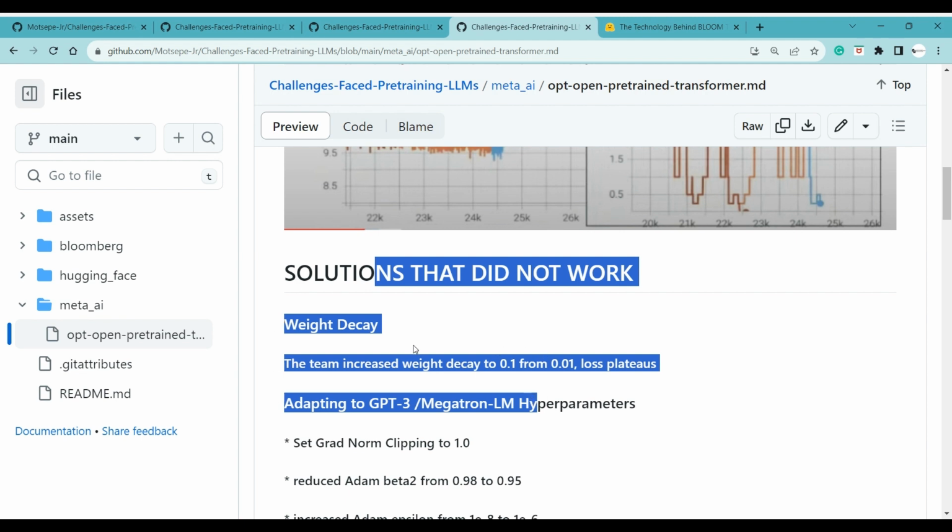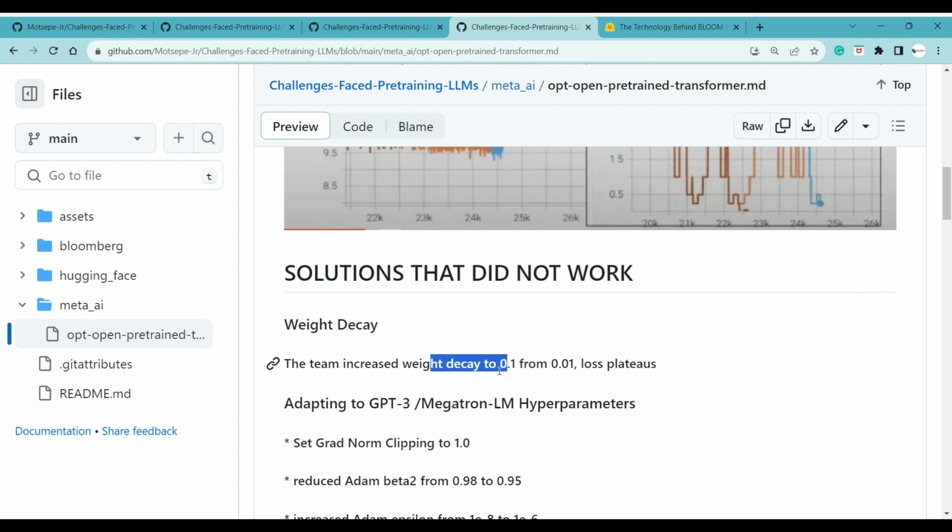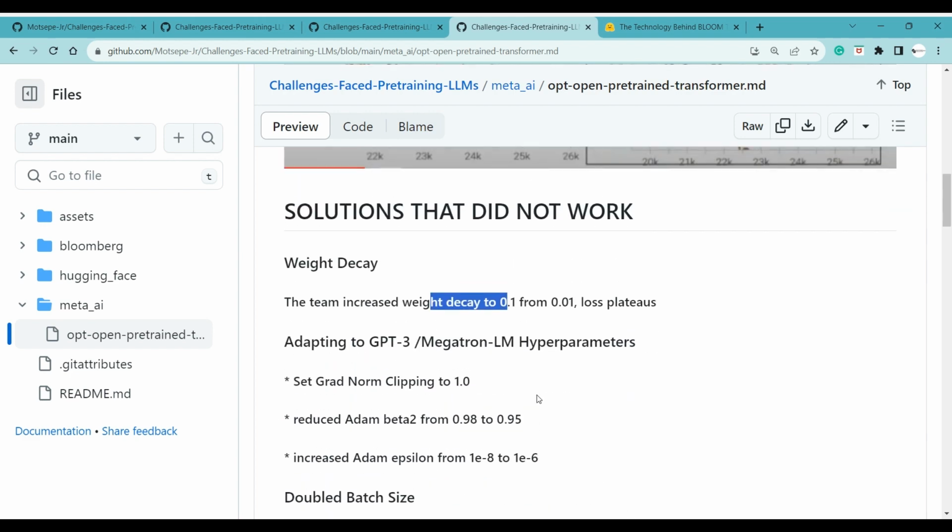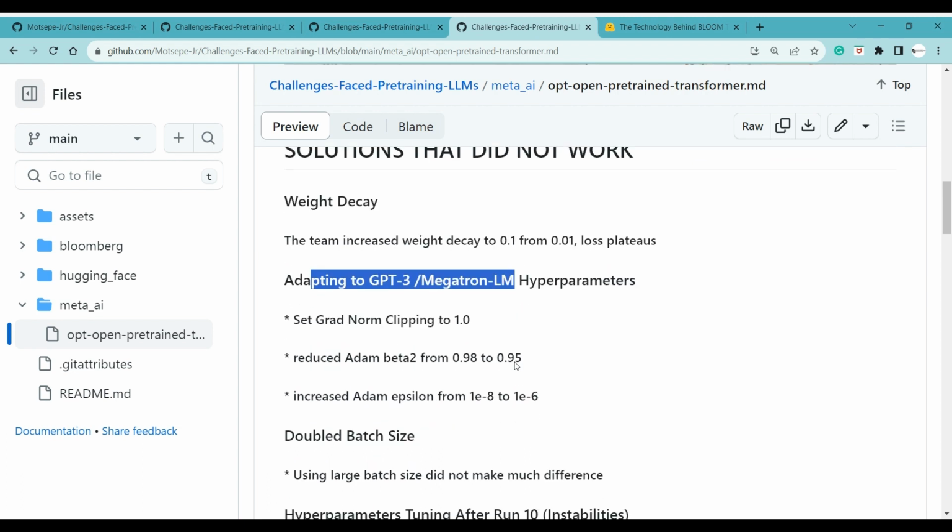So weight decay: the team said nope, did not work. Then the team increased the weight decay to 0.1 from 0.01, but the loss plateaued. Then they started to think, okay, let's adapt to GPT-3. They had a successful model, so if we use its hyperparameters, we should be fine, right? But the thing you must remember is that Meta used some data internally that I don't think they disclosed. I'm not sure about that, but I don't think they disclosed which data they used.